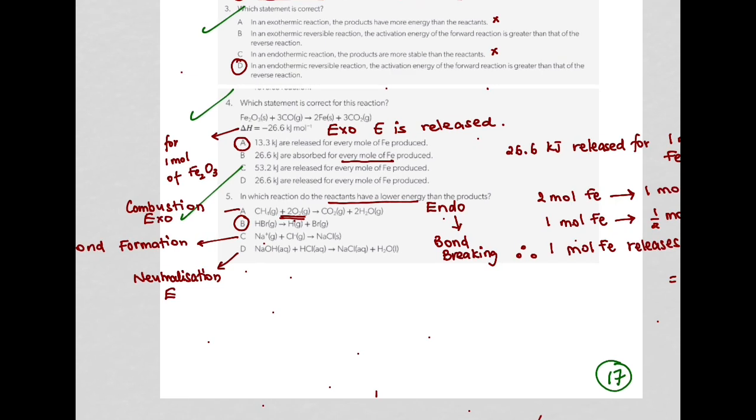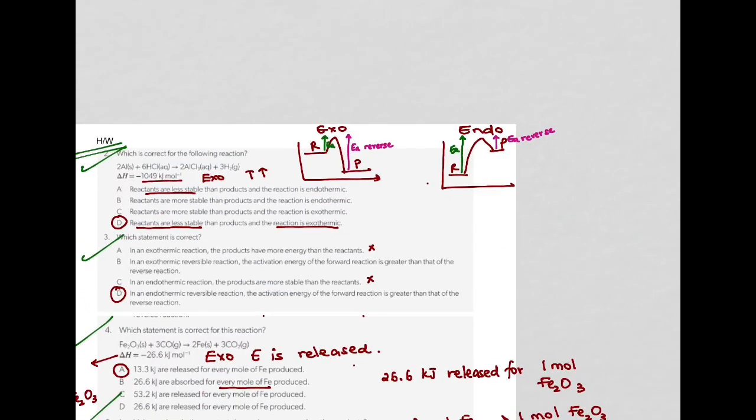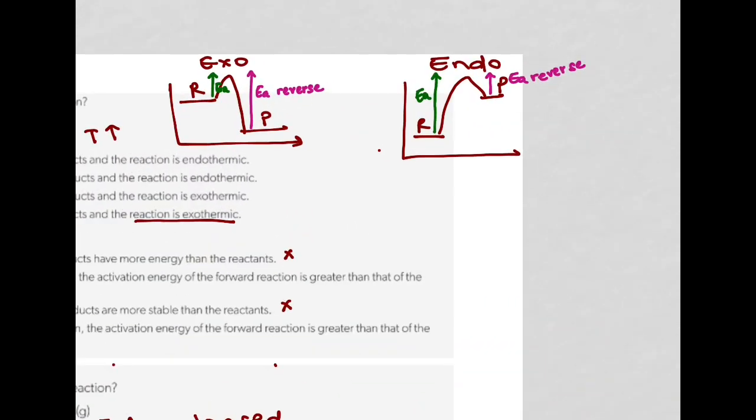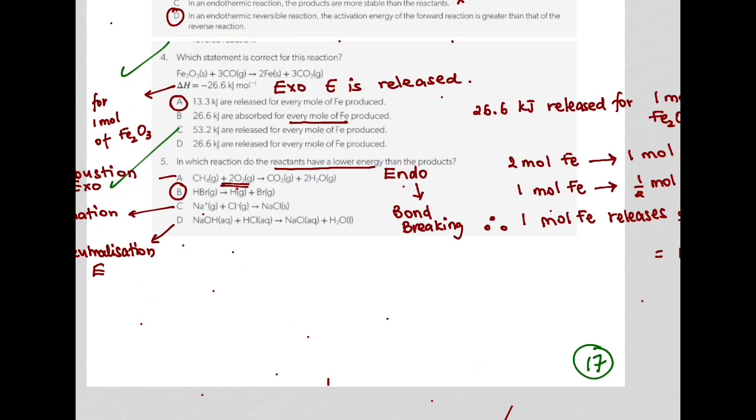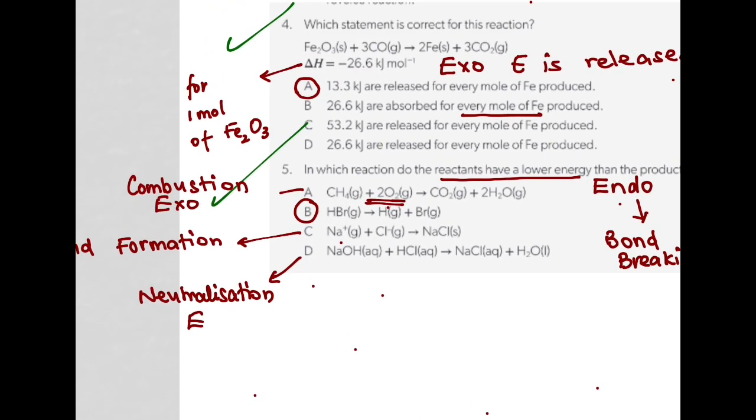Number 5. In which reaction do reactants have lower energy than products? So reactants have lower energy than products. It is an endothermic reaction. So endothermic reaction means that bond breaking is involved. Let's look at each equation.